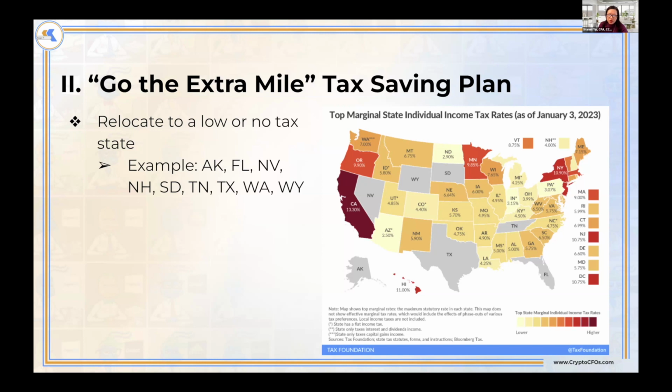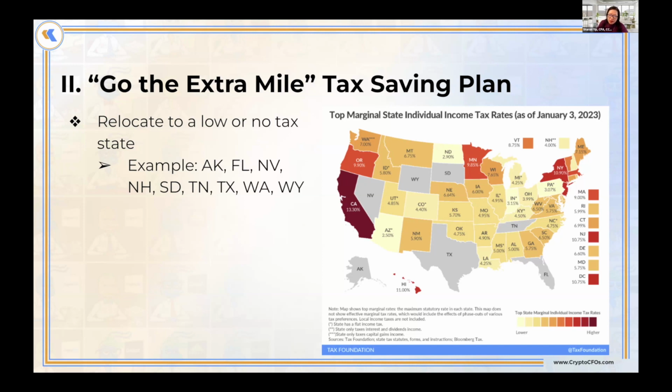than their current jurisdiction. For example, they can move to a low or no tax state, such as Arkansas, Florida, Nevada, New Hampshire, South Dakota, Tennessee, Texas, Washington, or Wyoming. Those are the, I think, nine states famous for no income tax.